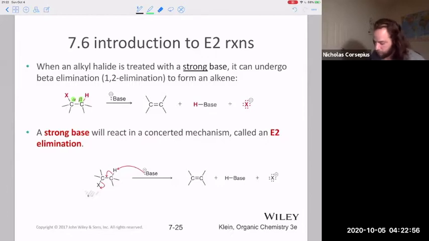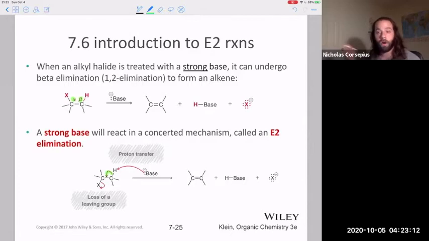And just to make sure we can follow along here, the first step would be proton transfer. We have loss of a leaving group. Importantly, notice that that pair of electrons that used to be in that carbon-hydrogen bond, now that that proton's being lost, is still there on that carbon. This is going to be the formation of that pi bond, is what this particular arrow represents.